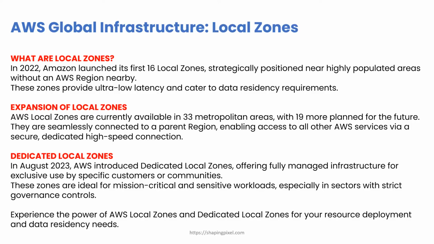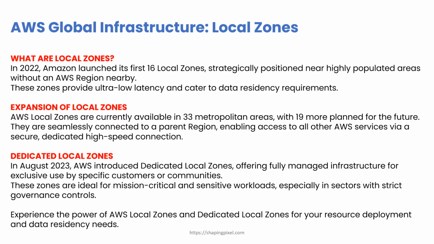So let's dive into local zones. In 2022, Amazon launched its first 16 local zones, strategically positioned near highly populated areas without an AWS region nearby. These zones provide ultra low latency and cater to data residency requirements. AWS local zones are currently available in 33 metropolitan areas with 19 more planned for the future.